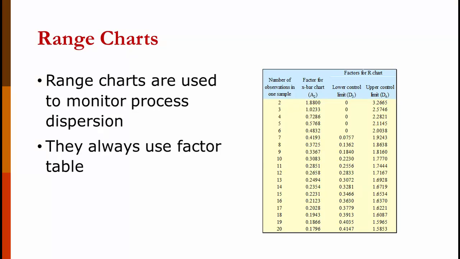You'd use an S chart. The upper control limit is D4 times the average range. The lower control limit is D3 times the average range. Since you're using different values, the range chart will not be symmetric around the average range.